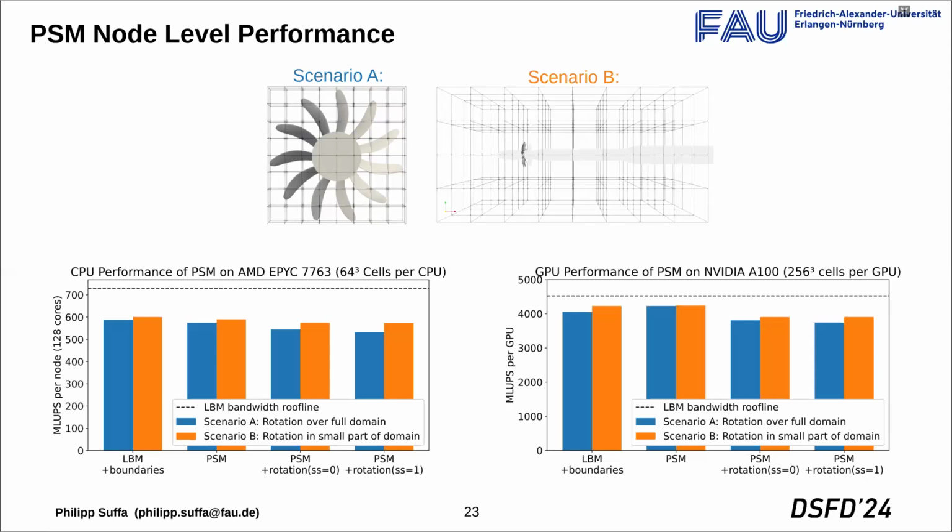We can even see that the PSM method for scenario A is a bit faster than the LBM here, mostly because of the consecutive memory access we can do. And we also see that again the interpolation, or rotation as they call it here, does not really introduce a big overhead. This time it's like 10% on GPU. It's a bit bigger than on CPU, but not too much. We tested here different super sampling strategies.